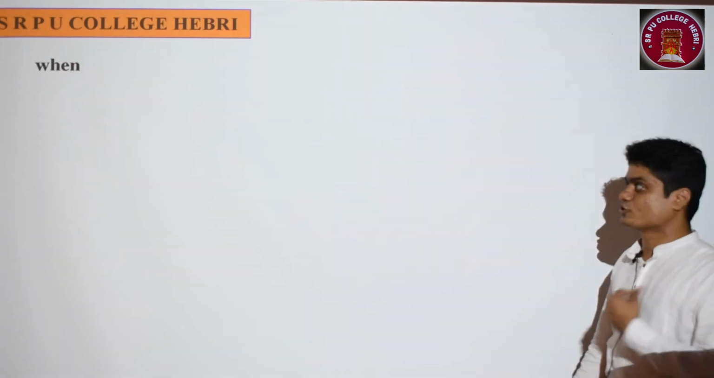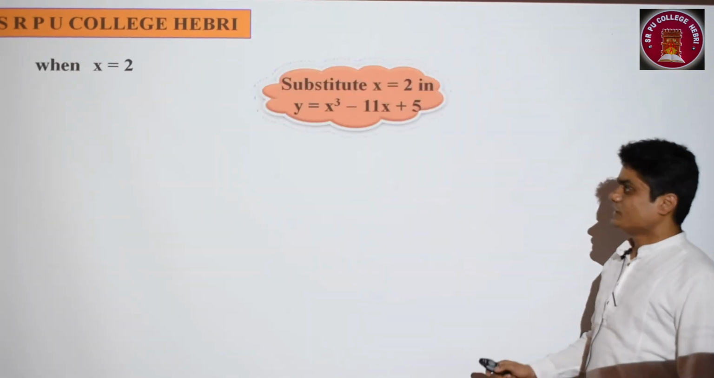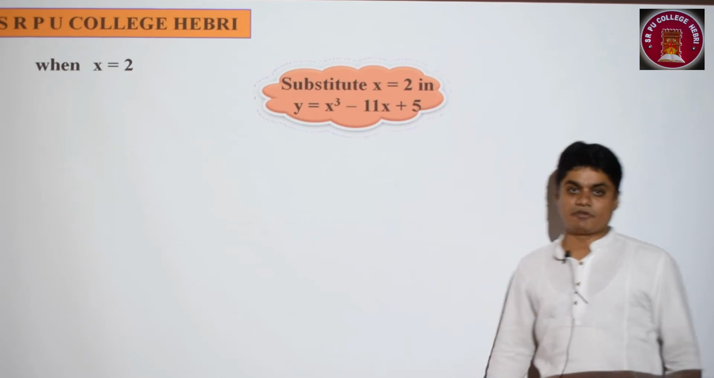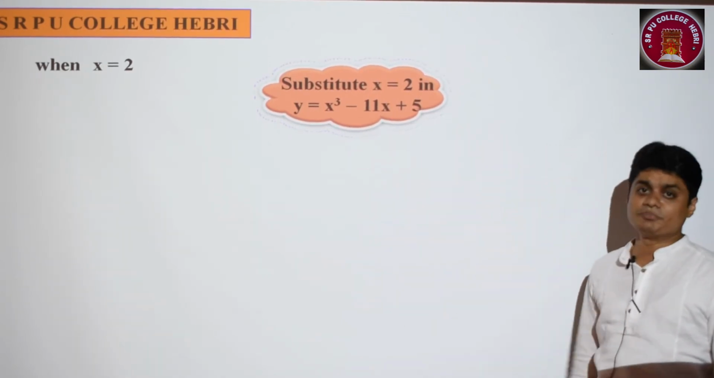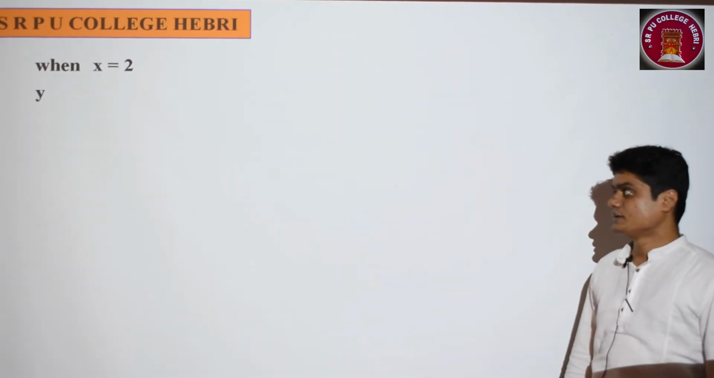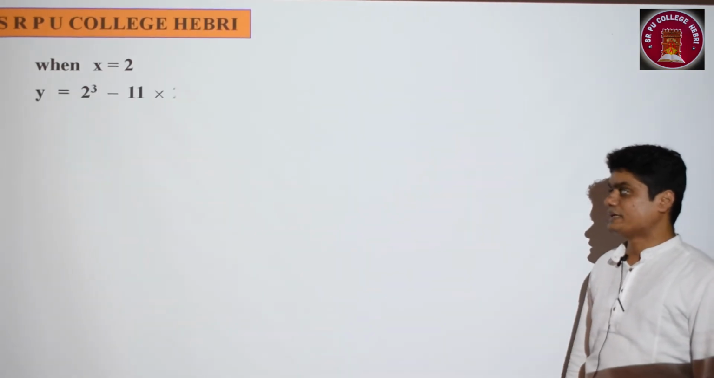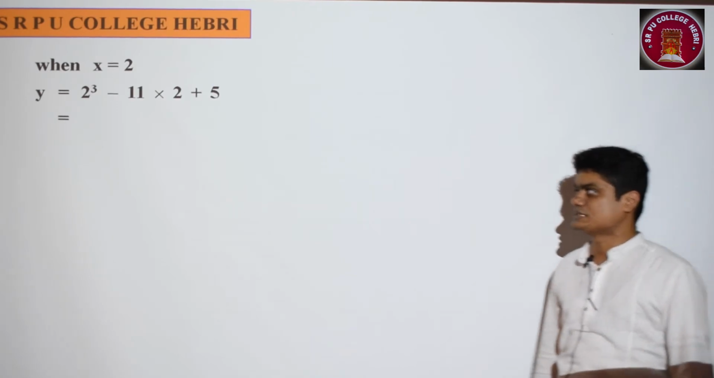Okay. That I will show you now. When x is equal to 2, substitute in this equation. Which one should you substitute? y is equal to x cube minus 11x plus 5. Substitute and see what you get. y is equal to 2 cube minus 11 into 2 plus 5. Tell me quickly what is the answer.